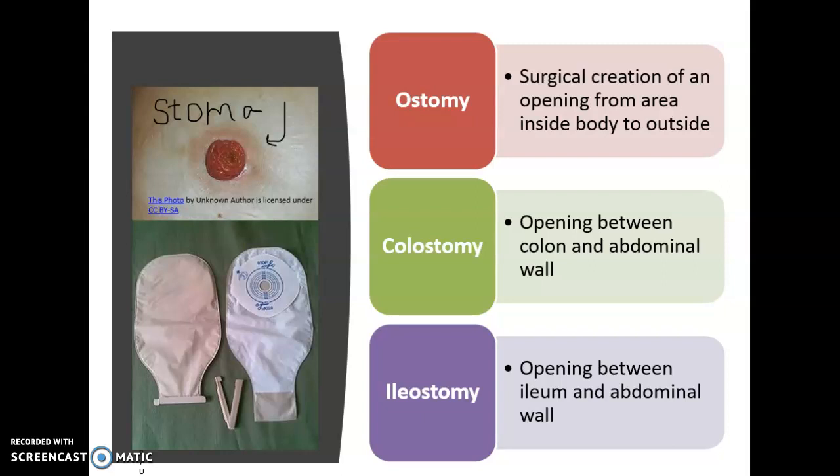It's an opening between the colon and the abdominal wall. And then an ileostomy is an opening between the ileum and the abdominal wall. So they're both large intestine, but different locations in the colon. So instead of them pooping out their rectum, any feces is coming out of the stoma and going into the bag, and then the bag can be emptied.